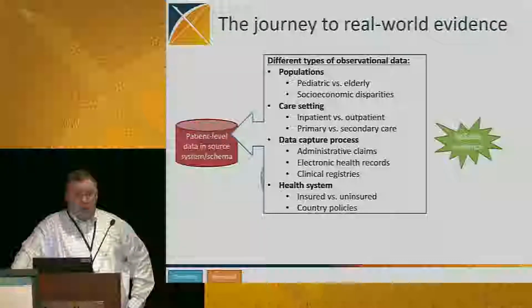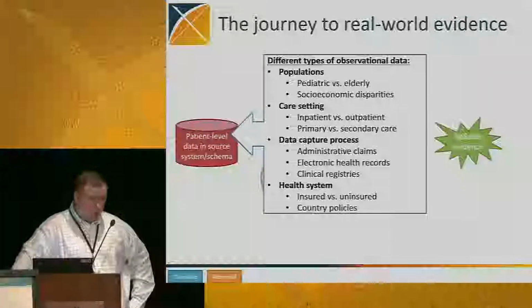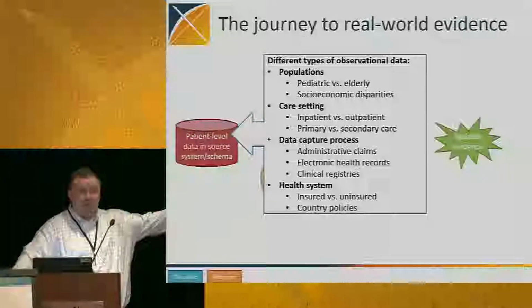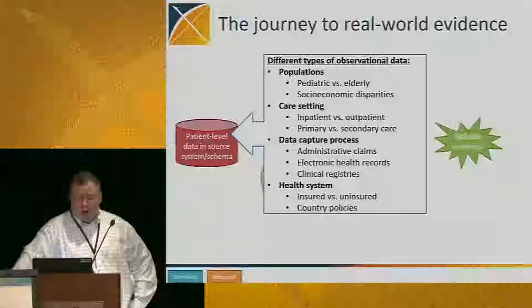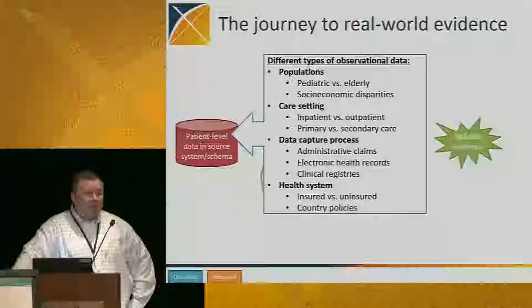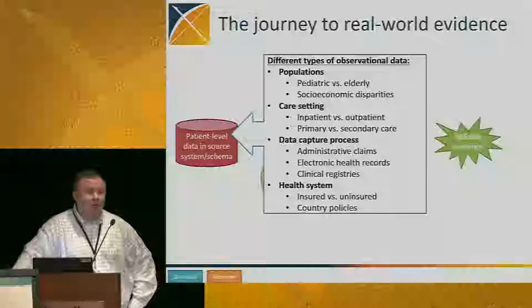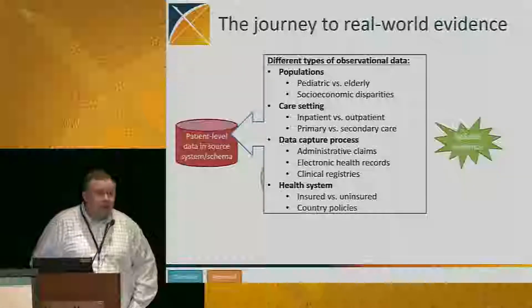Still others in the community are really thinking about how we grapple with observational data that's captured for clinical research purposes. So think about clinical registries where we're prospectively capturing data and trying to figure out how do we exploit that data to learn as much as we can, even in the context of clinical research. The other dynamic that's really important is that the health system itself can actually matter quite a bit, whether we're talking about patients who are insured or uninsured or country policies.